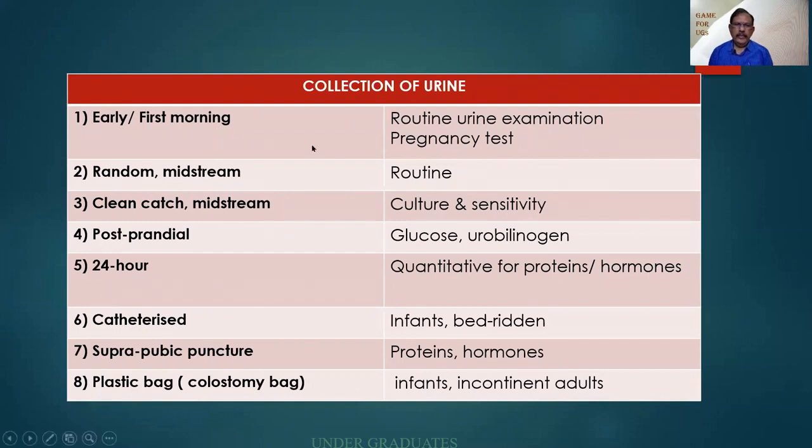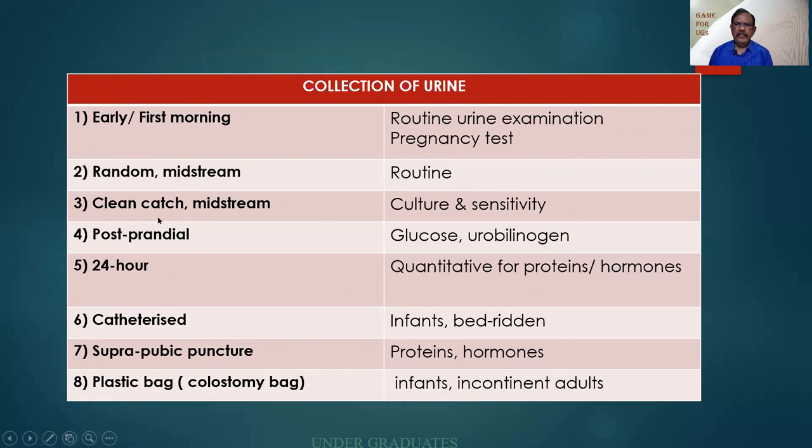So, collection of urine. There are various samples of urine that could be collected for a test. The early or the first morning sample is for routine urine examination as well as pregnancy test. If the sample is given in the afternoon, a pregnant woman might show a negative test. Random and midstream, again for protein.